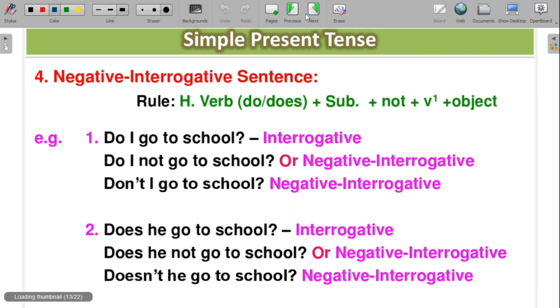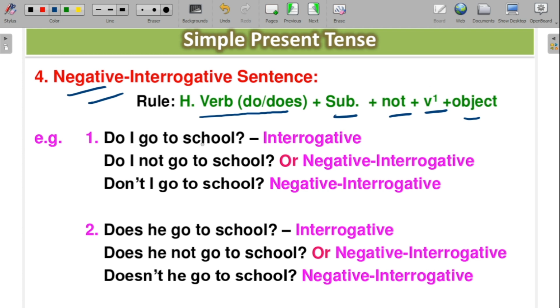Understood? The next one is negative interrogative. That means it should be negative and at the same time interrogative. So how can we make the word order here? See, as usual the helping verb will come first, then the subject, then not, verb first form, then object. Do you understand what is verb first form? The base form.